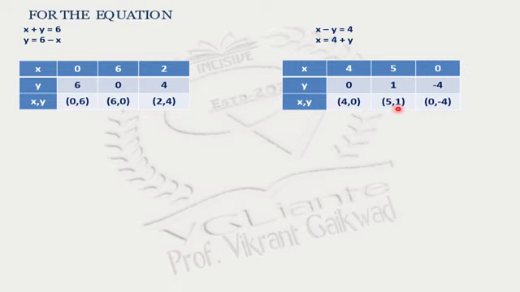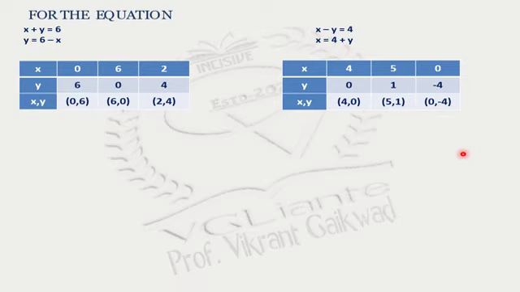Next, you'll substitute y as minus 4. You get 4 minus 4, which is 0. So the coordinates would be 0 comma minus 4. You've got both the tables ready. Now you need to plot these points on the graph paper.